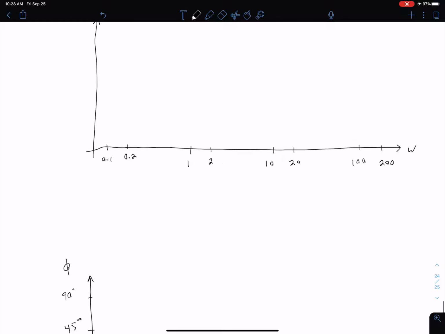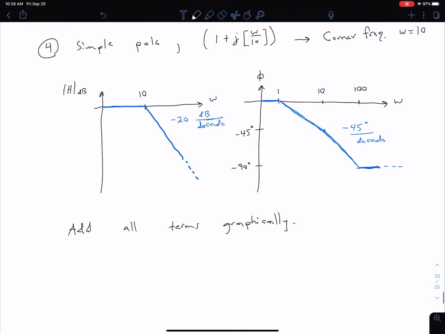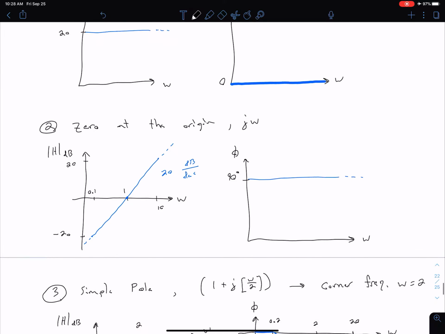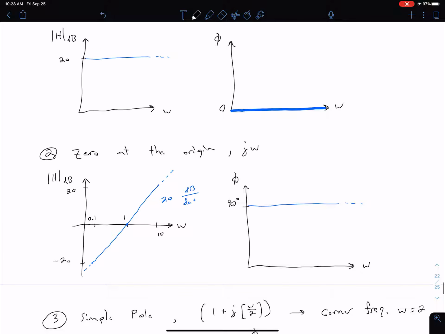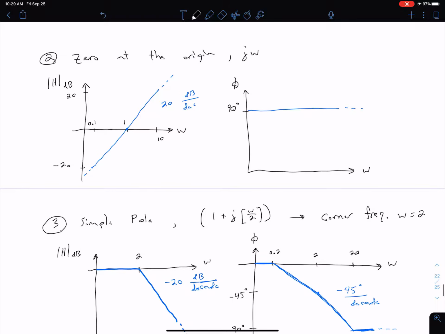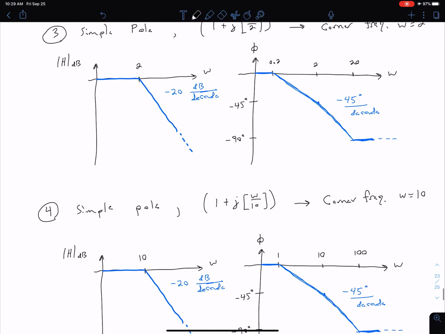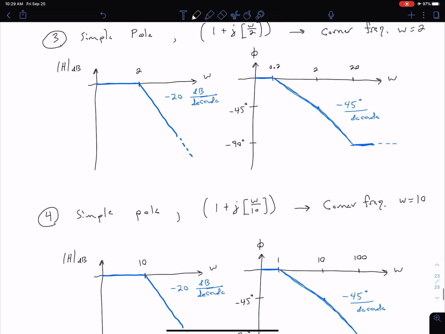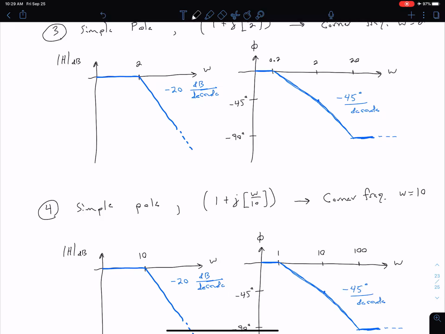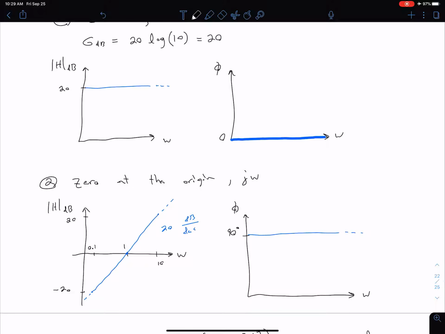Okay, so this can be a little tricky at first, but basically what we want to do is consider the contributions of all of these 4 components. So let's start by ignoring the phase and just focus on our magnitude, or our gains. For the first one, our constant, we see it's always contributing this constant 20. Our zero at the origin is contributing 20 dB per decade. And for our simple poles, they're not contributing anything until 2 and 10 respectively. So for everything below 2, we're just going to focus on these 2 items here.